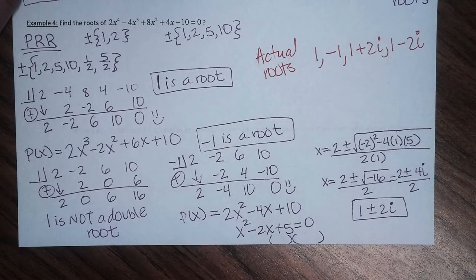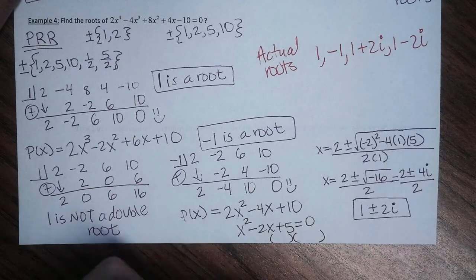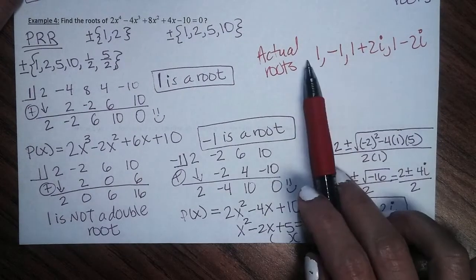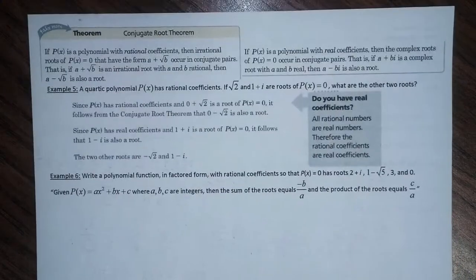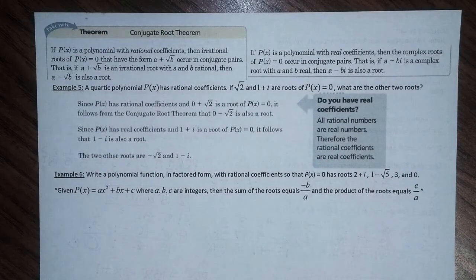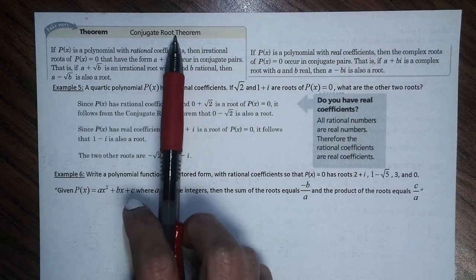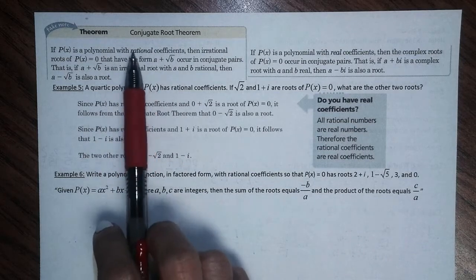So on the next page, you need to write the polynomial given the roots. So I'm going to give you the roots, and now you need to give me the polynomial that would have those roots. So that's the next page. And it's another theorem. So you can read all this. But basically, I'll just tell you what the theorem says. It's called the conjugate root theorem, and I guess I should just read it.